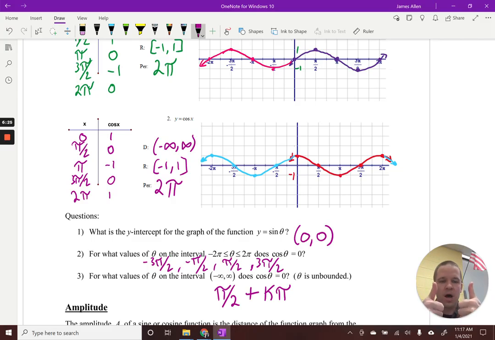Okay? Awesome. All right. So that second part there, we find out, well, how long until it equals 0 again, or whatever we're asked for. And then we have that k, that constant multiplied to that pi in this case.